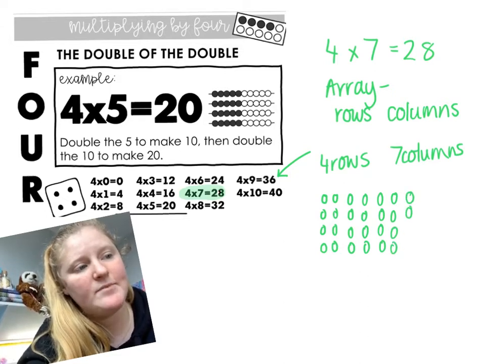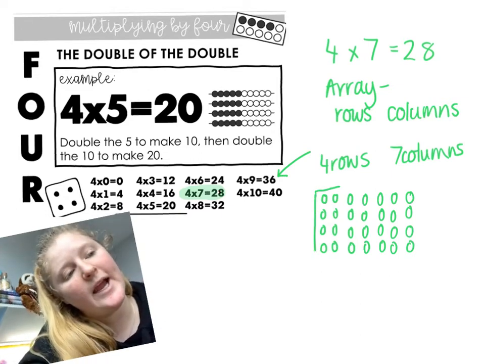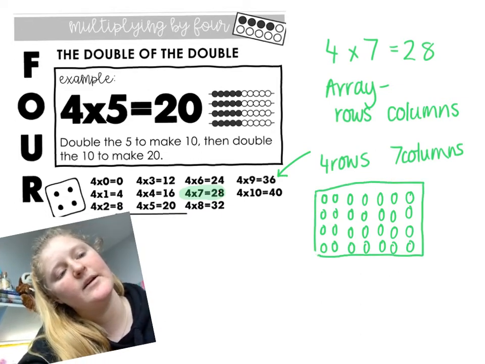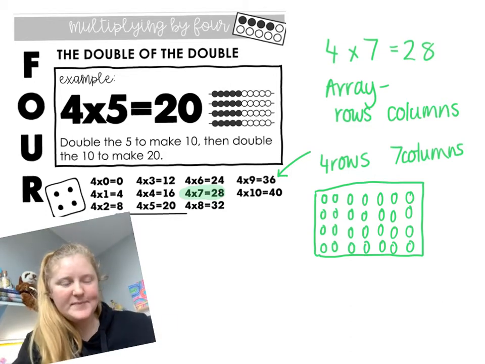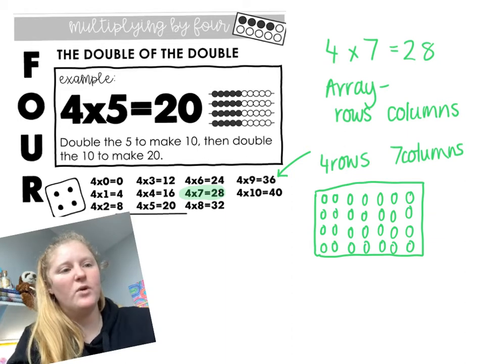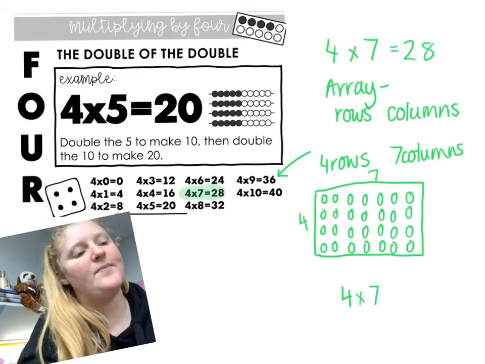Notice how I'm trying to keep them as in line as possible because we want it to be like a little grid. Because this might help us later on when we do some more area problems. So here I've got my 4 rows and my 7 columns. So here I've got 4 times 7.